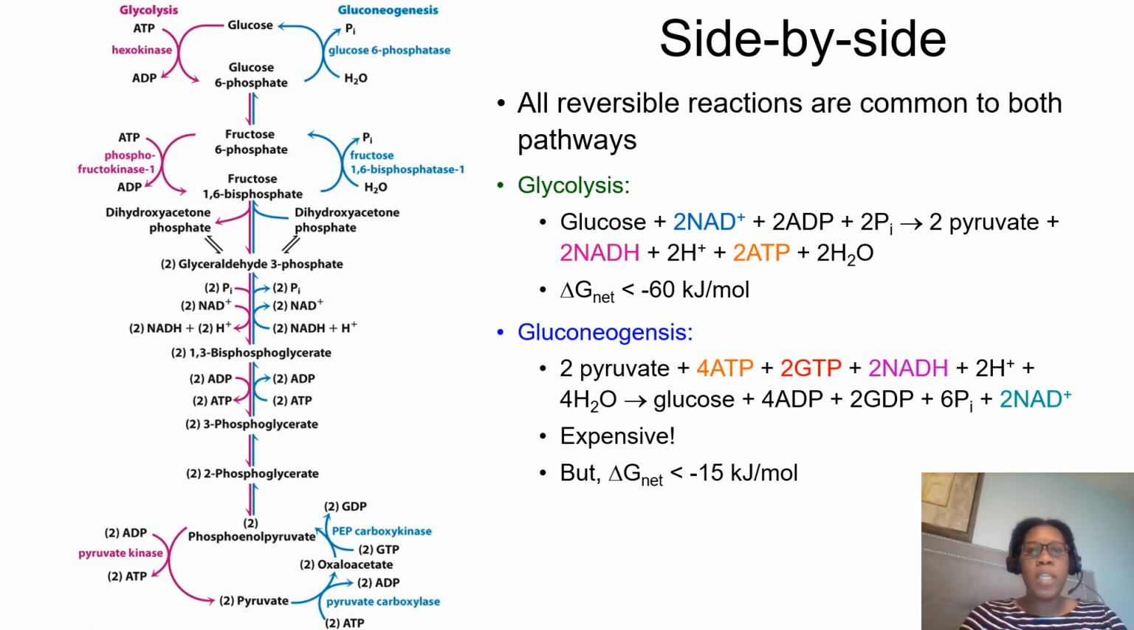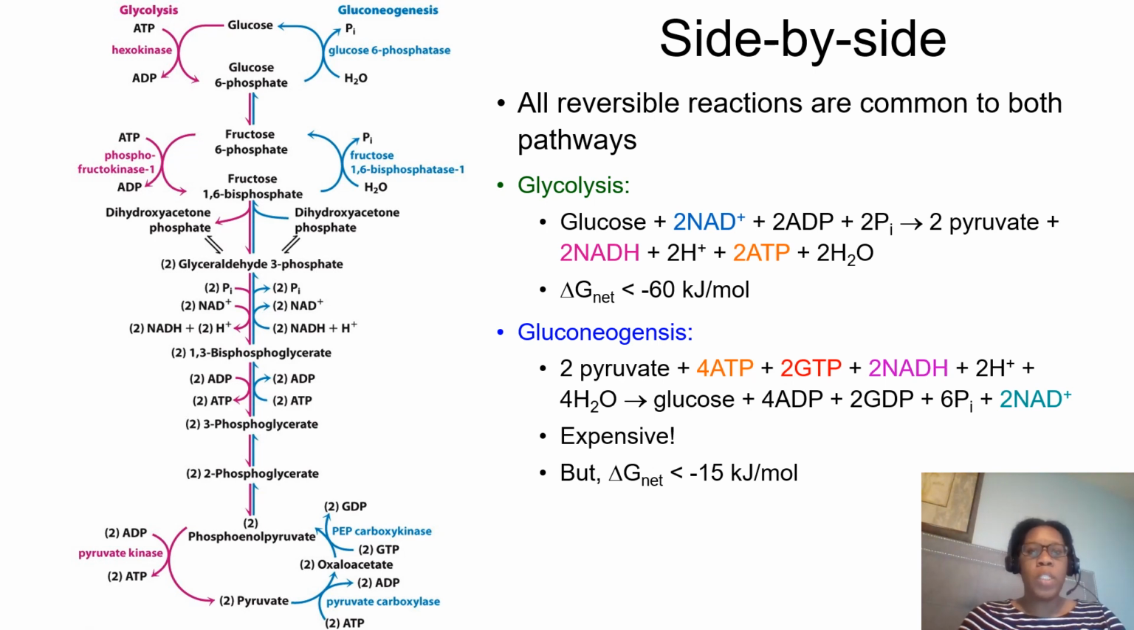So we can notice the net equation for glycolysis. We input 1 molecule of glucose. We have to input 2 molecules of NAD+, 2 ADPs, plus 2 inorganic phosphates, and we get out 2 pyruvates. We get the molecules with a lot of energetic potential, 2 molecules of NADH, 2 ATPs, and 2 water molecules. And it has a net delta G of negative 60 kilojoules per mole.